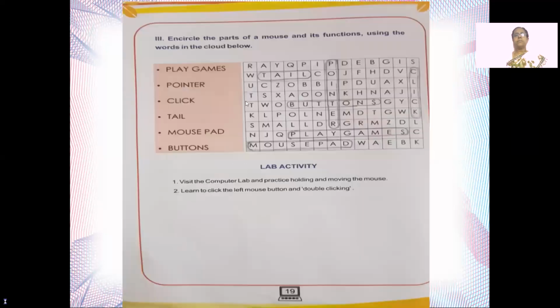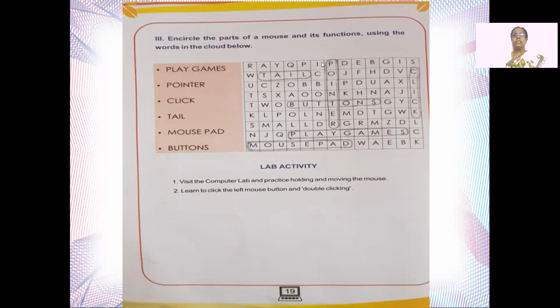The next page is a puzzle game. See, you have to find these spellings. P-L-A-Y-G-A-M-E-S, pointer, click, tail, mouse pad, button. So I've already done play games for you. Where is it? Here, P-L-A-Y-G-A-M-E-S, games. Pointer, see, from here it starts, P-O-I-N-T-E-R.